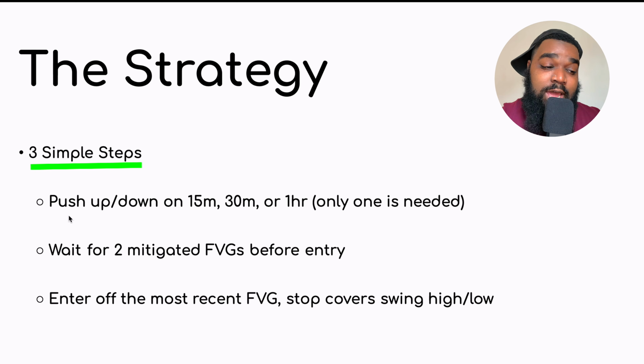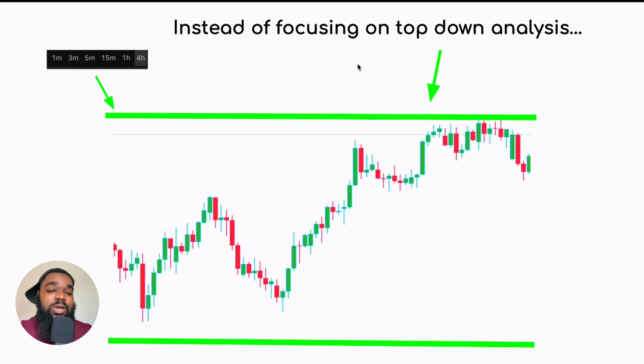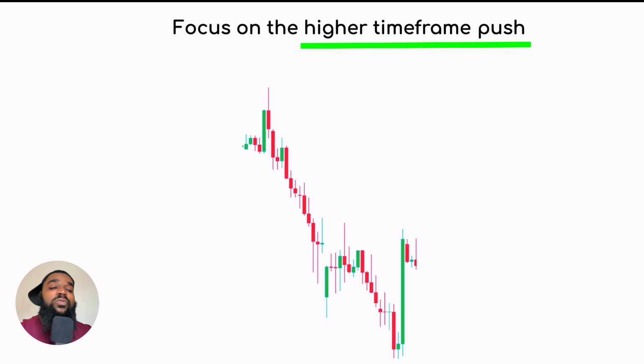You're waiting for a push up or push down on the 15-minute, 30-minute, or 1 hour. And then you're waiting for 2 what we call mitigated fair value gaps. After that, you'll enter off the most recent fair value gap. Don't worry, I'll make it make sense. So instead of focusing on what they call top-down analysis, which if you've seen other videos, you'll hear people talk about, we're focusing on a higher time frame push.